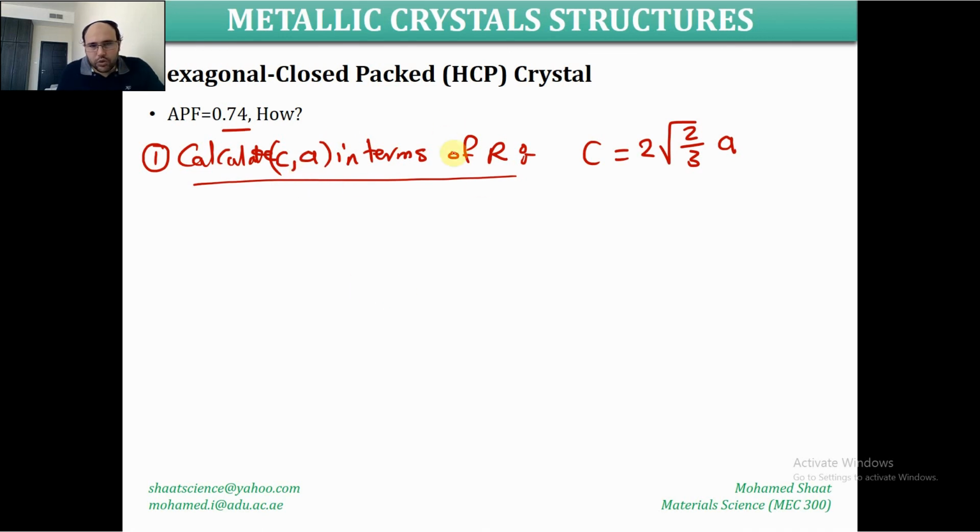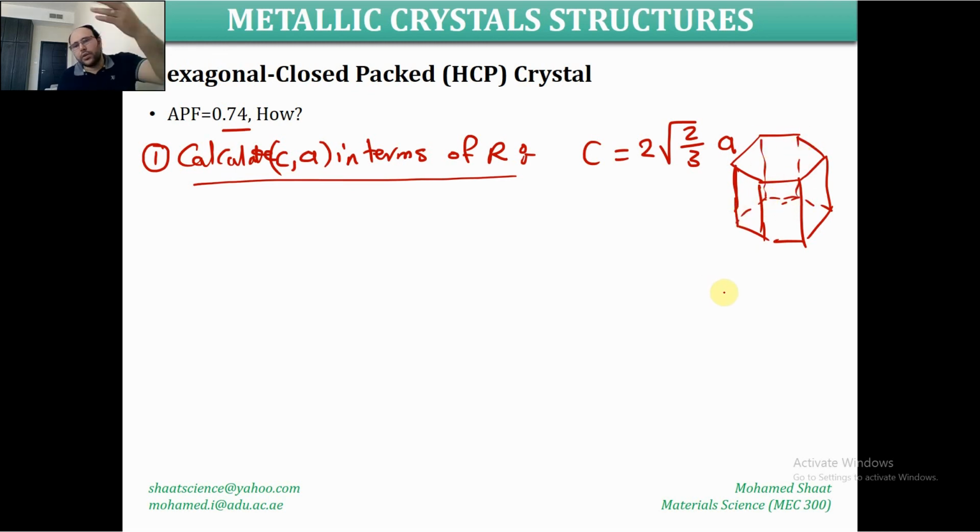So again, the objective is just to calculate A in terms of R. So let us calculate A in terms of R, then we can calculate C. If we consider a hexagonal crystal or unit cell, it should be in this way, right? And we said that this should be the base, and there are some hidden edges. So we said that this edge should equal A, right? So we need to calculate A in terms of R.